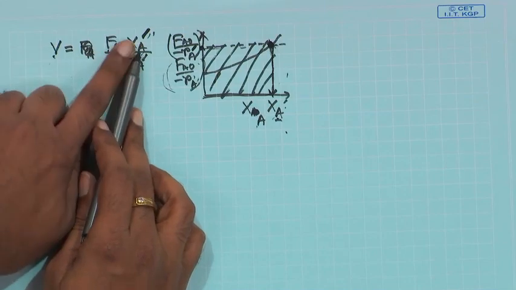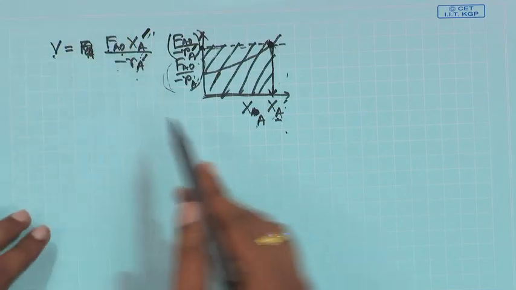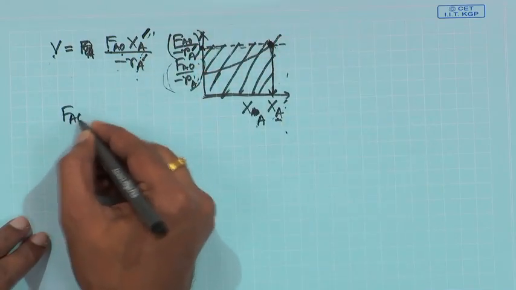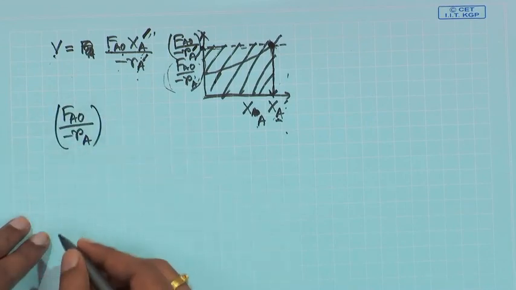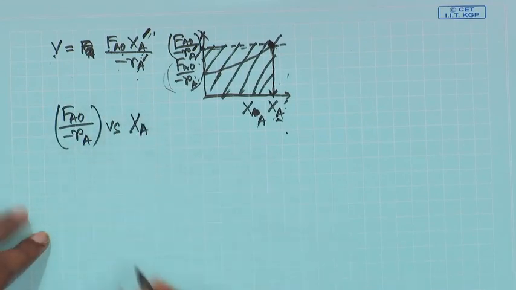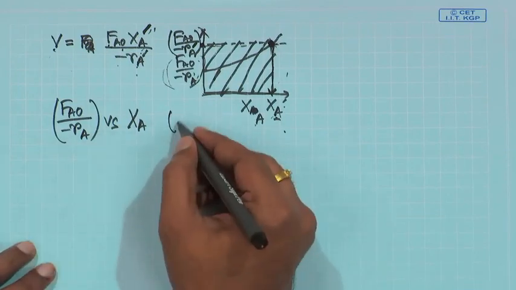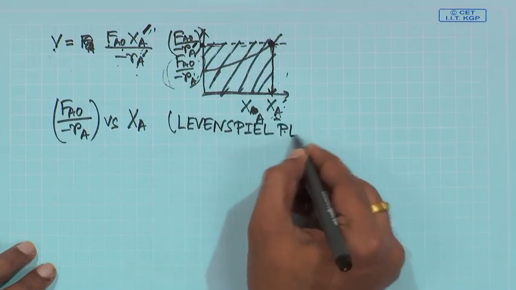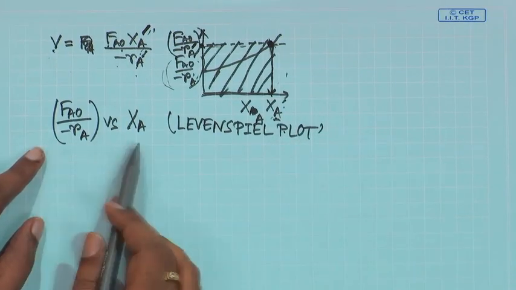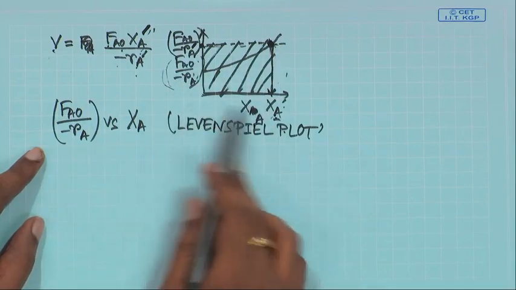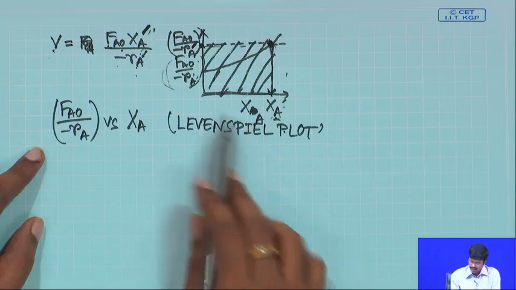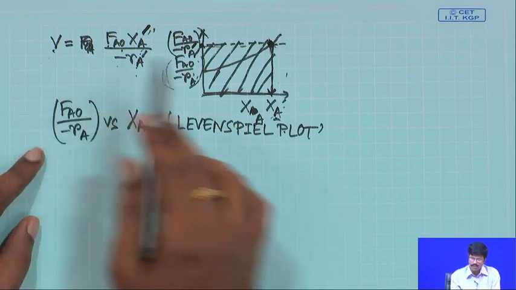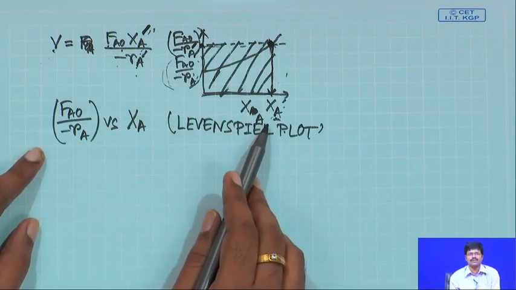So, if you are looking at a particular conversion, you plot. The idea, to summarize, is if you plot F A 0 by minus R A versus X A conversion, this kind of plot is called a Levenspiel plot. If you plot this, then the area of the rectangle with a base X A and a height of F A 0 by minus R A will give you the volume of the CSTR necessary for that specific conversion X A.